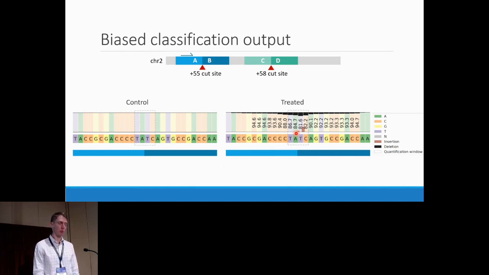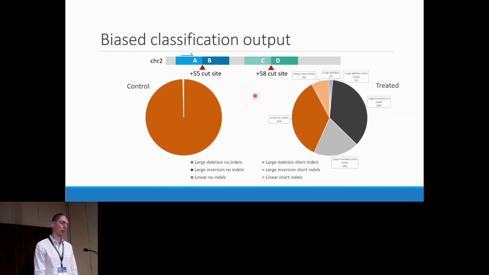larger scale complex editing outcomes, we have a more complete picture where on the control we see things that are broken down. In blue we have large deletions, either dark meaning that there's no indels, light meaning that there were short indels, insertions and deletions that were present. The black or gray show large inversions, and then the orange color shows linear arrangements with either no indels or with short indels. The control sample shows majority of reads support the linear unmodified state with no insertions and deletions.